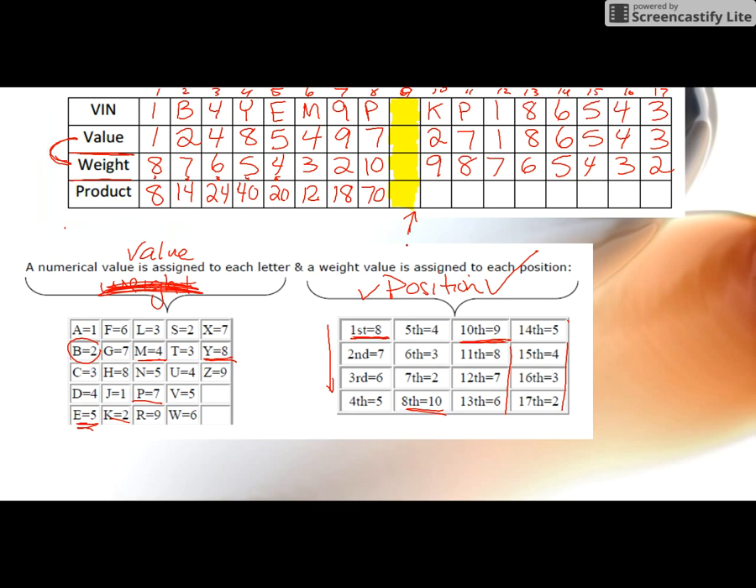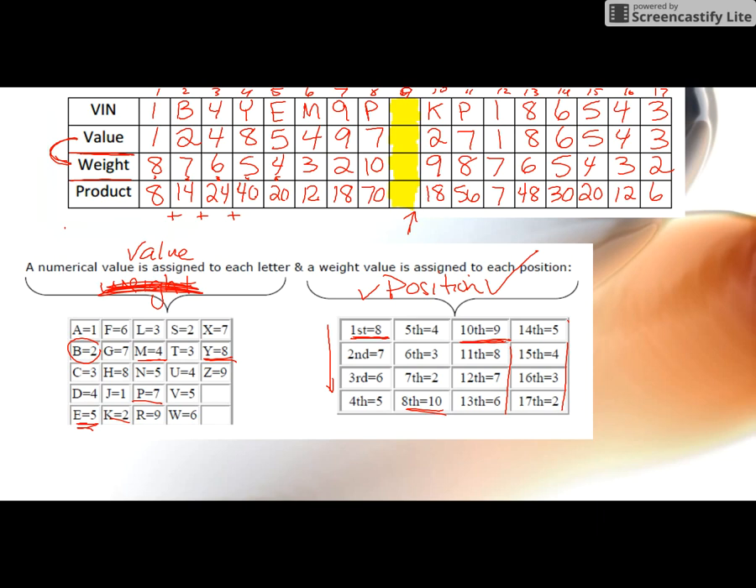9 times 2 is 18. 7 times 8 is 56. 7, again, 48, 30, 20, 12, and 6. Just like last time we did this in the other video you saw, you're going to go ahead and add together all those products now. So you're going to add like 8 plus 14 plus 24 plus 40 and all those numbers there. Add them all together. And when you add them all together, you should get a sum.